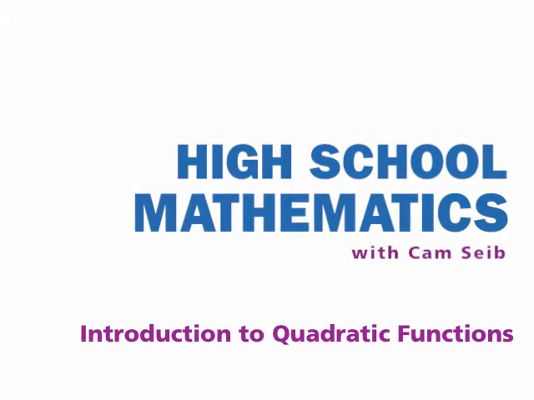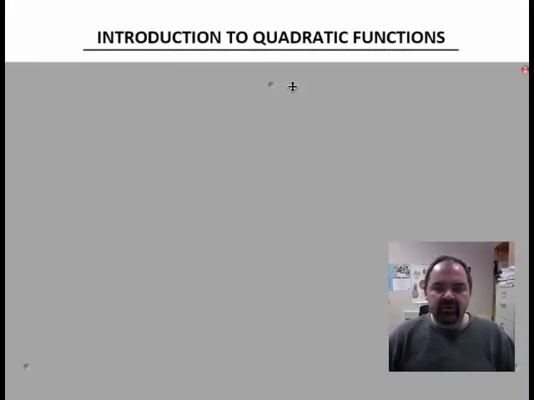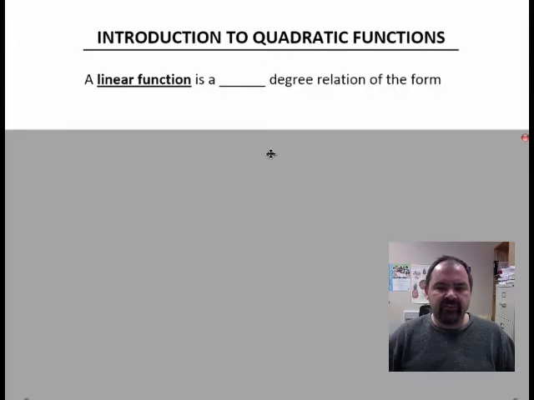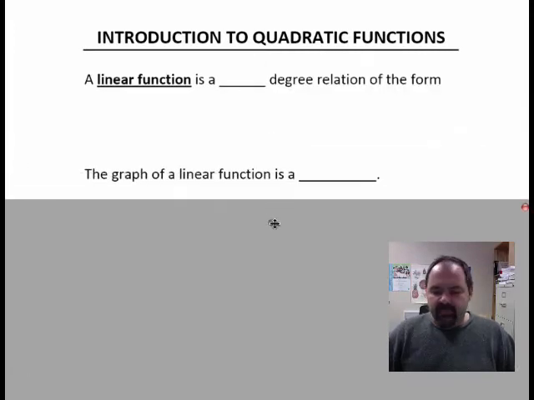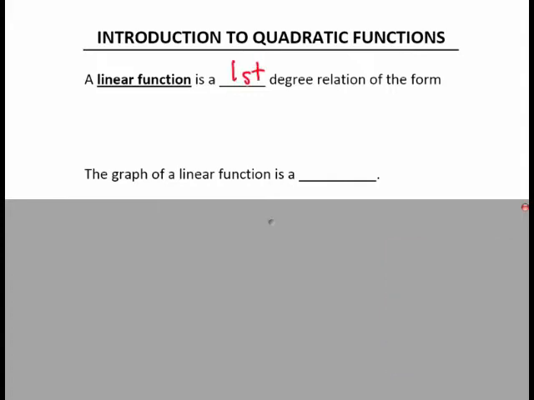Alright, we're starting a series of videos now looking in depth at quadratic functions. And just to show you where quadratic functions fit into other things that we know about, in the past you've talked about linear functions, which are first degree relations. The look of a linear function is y equals ax plus b, where a and b are real numbers. Sometimes we say y equals mx plus b, where m is the slope, b is the y-intercept. Okay, and we know that the graph of a linear function is a line.